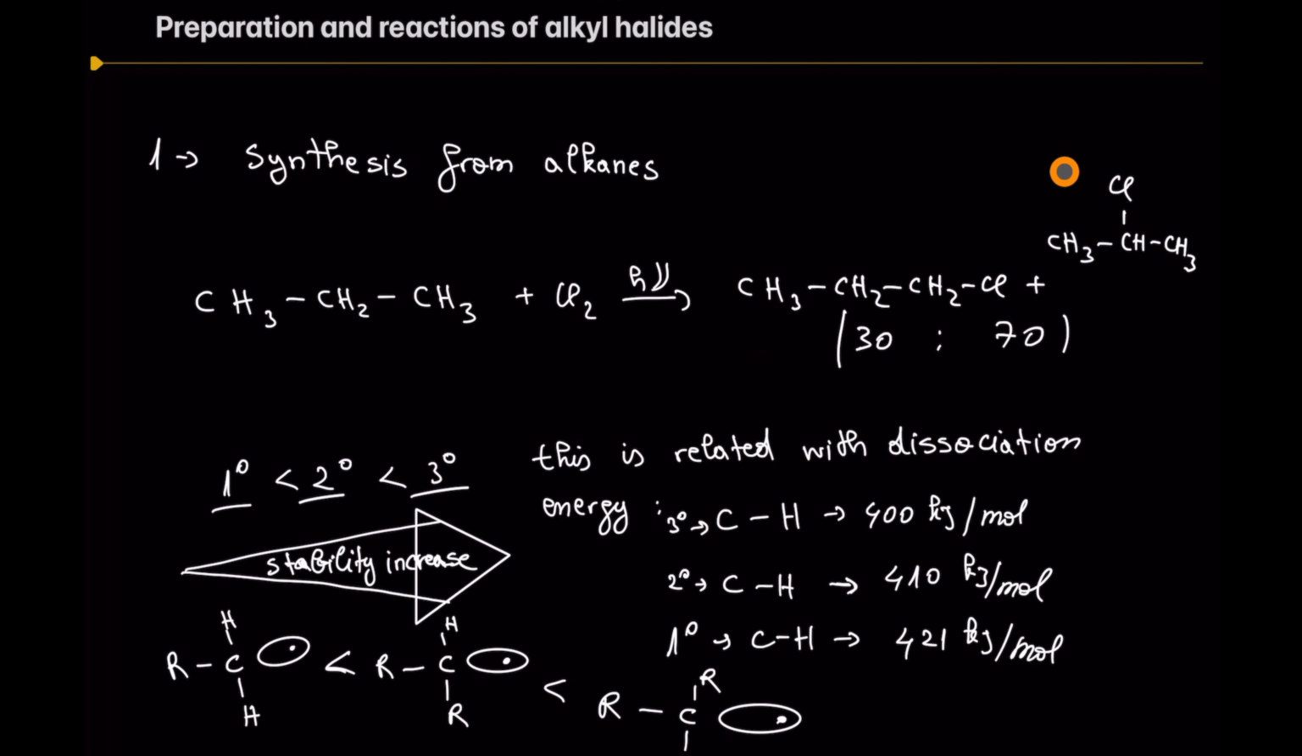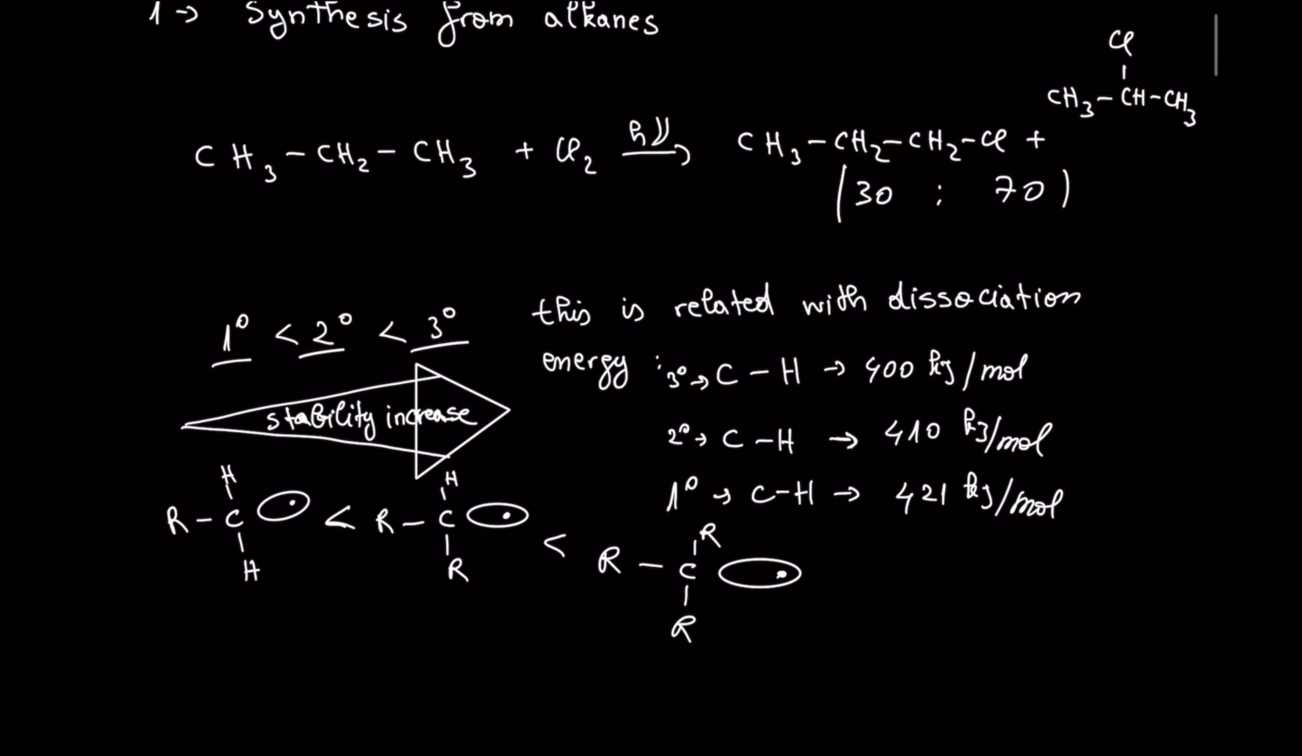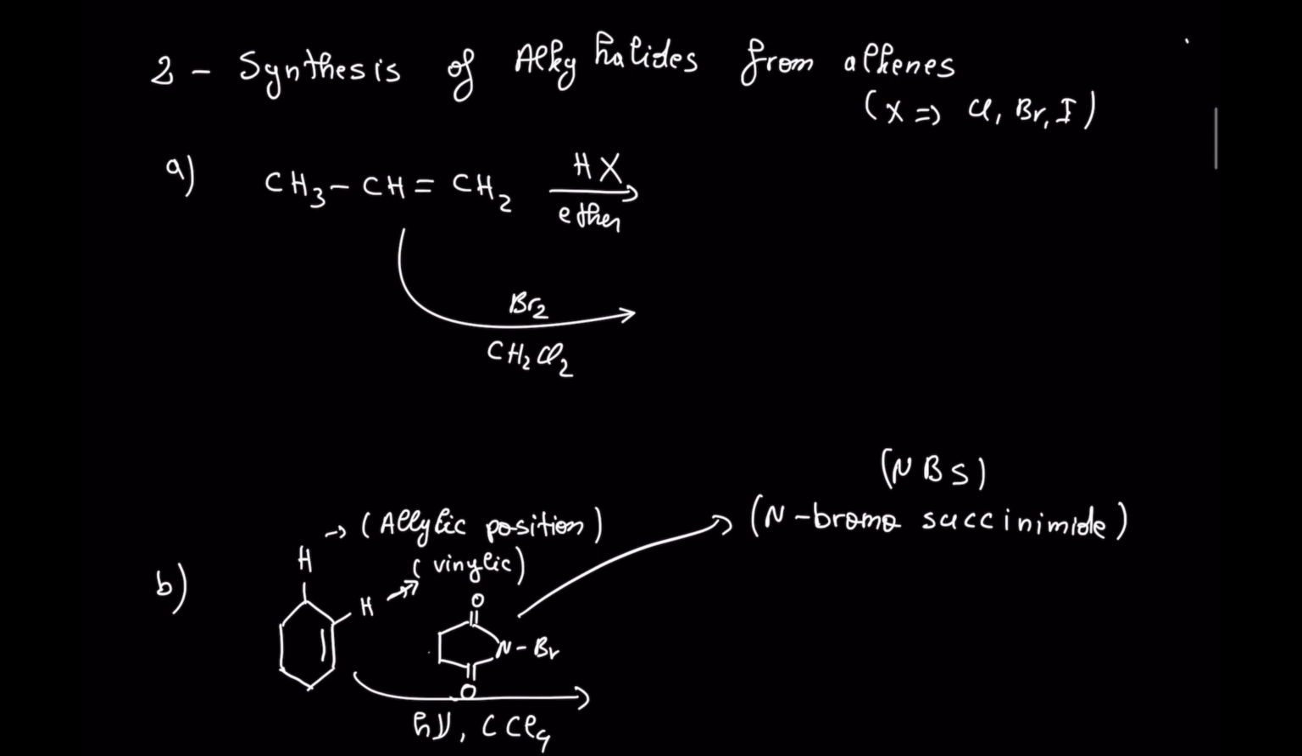So that's why you have more formation, and also this impacts the radical stability. The stability of a tertiary radical is higher compared to a primary or secondary radical. Okay, this is not so much used as a reaction because it gives a lot of products, but just for completeness, let's move now to the second method that we can use to synthesize, or in other words prepare, alkyl halides.